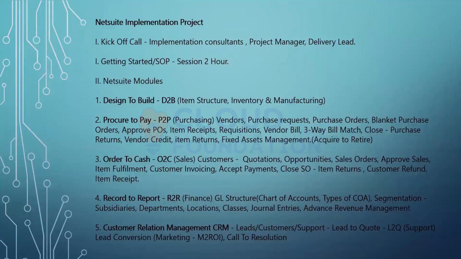Anything that cannot be shown in the system as part of any transaction can be entered as a journal entry. It can be your travel expense. It can be your dining expense or anything that you do within the company can be entered as journal entries or it can be entered as your expenses. So that's a brief introduction about the record to report. And then you have customer relationship management, which is called CRM. So P2P, O2C, R2R, or CRM.